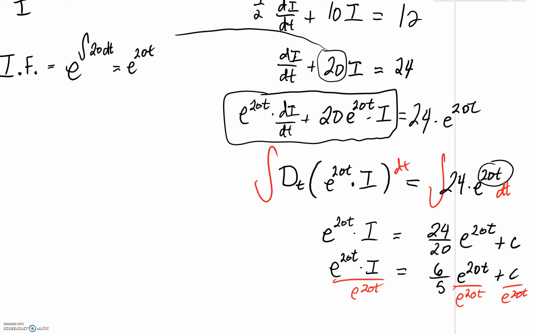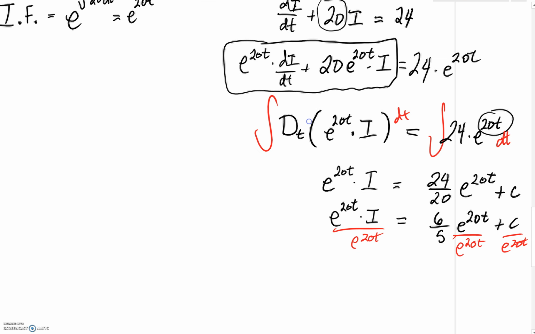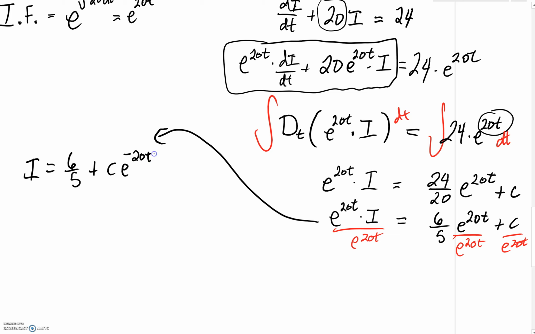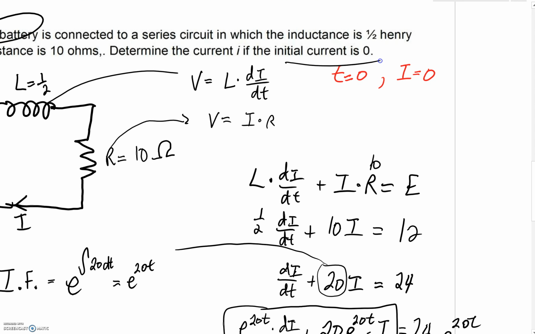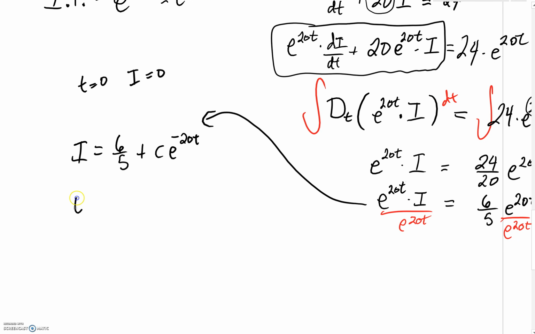And just like that, let's bring this back over here. We'll have I is equal to just 6/5. Let's bring this up as e to the negative 20t. So, hey, we've solved very nicely. It's just that we need to remember that when t is equal to 0, I is equal to 0. You might remember that was our initial current, right? And so we can have 0 is equal to 6/5 plus c e to the 0, which is just a 1. So c equals negative 6/5.